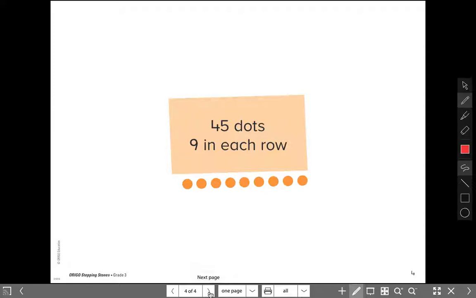Multiplication sentence. Sophie. Blank times 9 equals 45. Good job. Blank times 9 equals 45 is my multiplication sentence. Because I don't know how many rows, times 9 in each row equals 45. Andy, what's my related division problem?